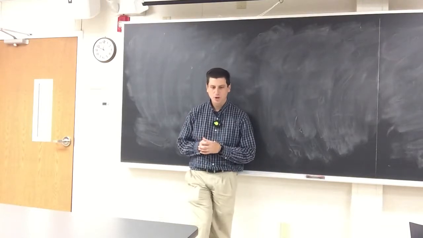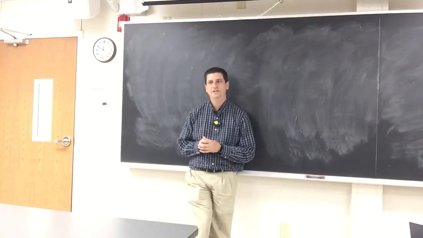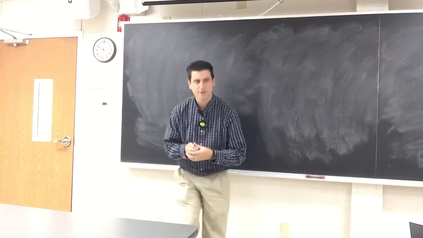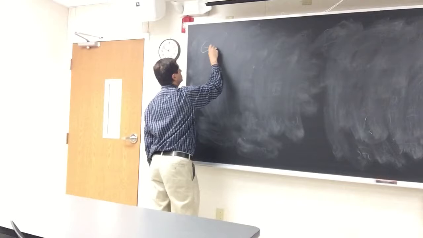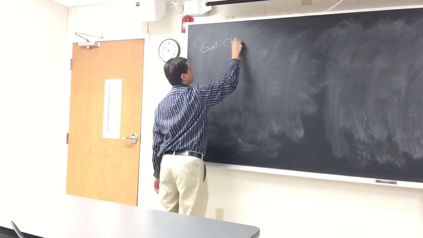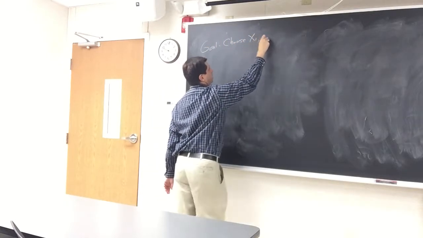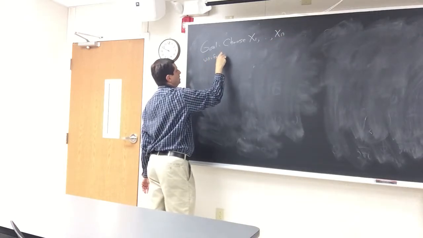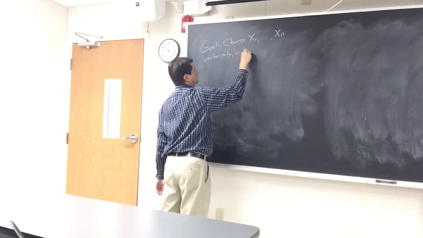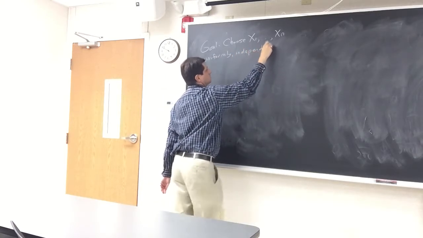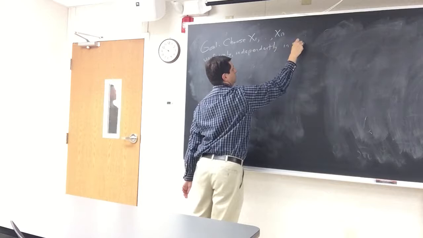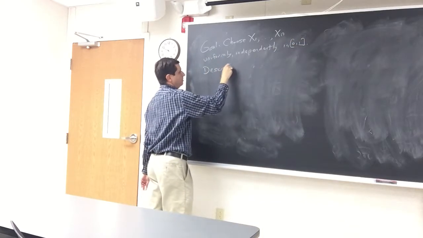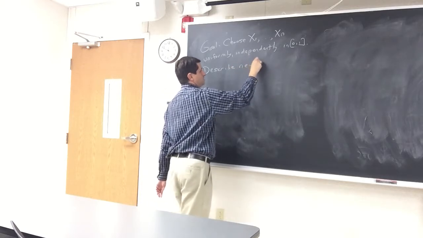So today, lecture 20, we're going to be looking at convergence when we choose a bunch of points uniformly. So the goal is to choose x1 to xn uniformly and independently in [0, 1]. Describe the neighbor spacings.